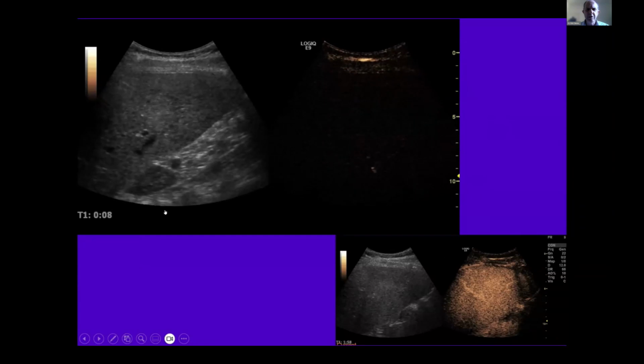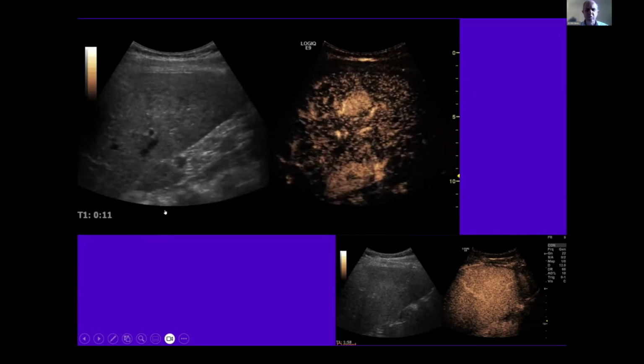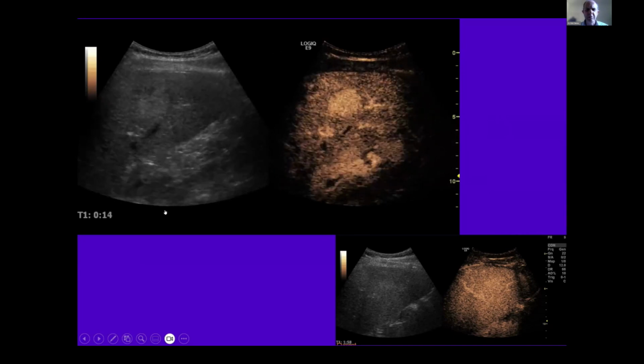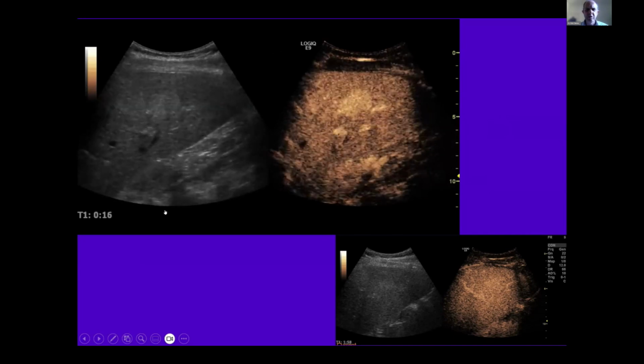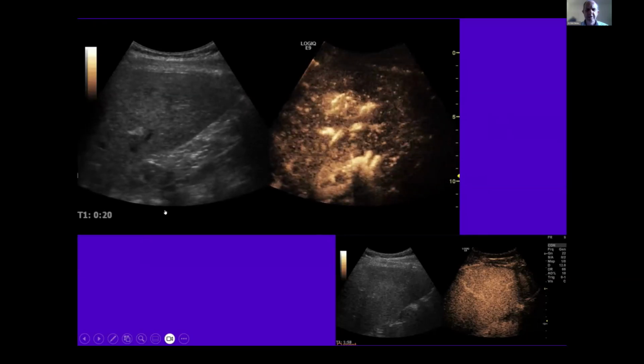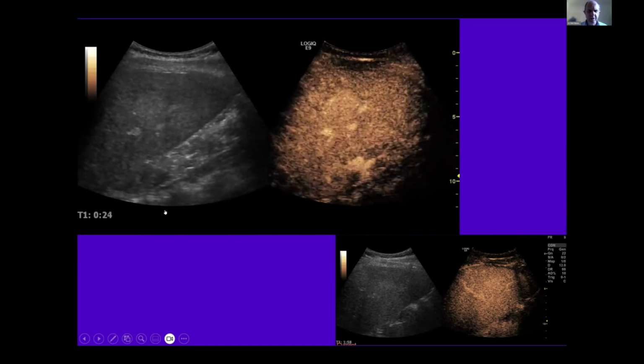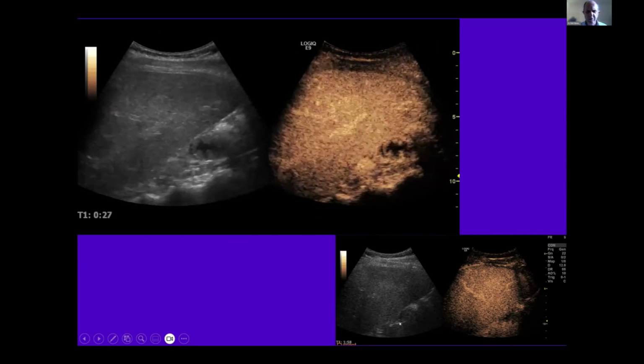Once you've passed the arterial phase, you image every, say, 30 seconds, just for a short period of time to minimize bubble destruction, because you're looking for washouts. So washout means malignancy. So anything that enhances and then washes out is malignant. And you can see here that we've gone to almost 2 minutes.